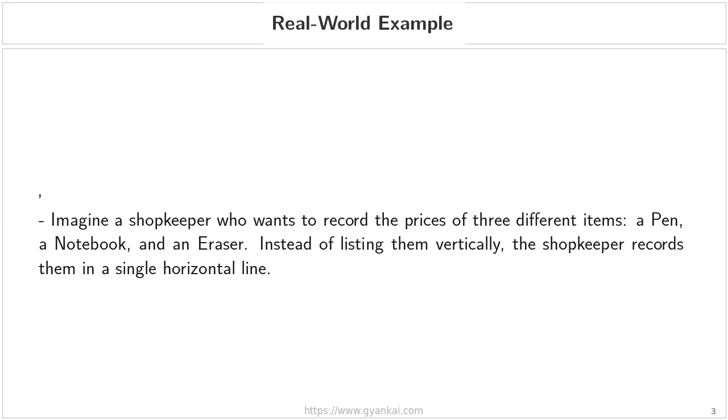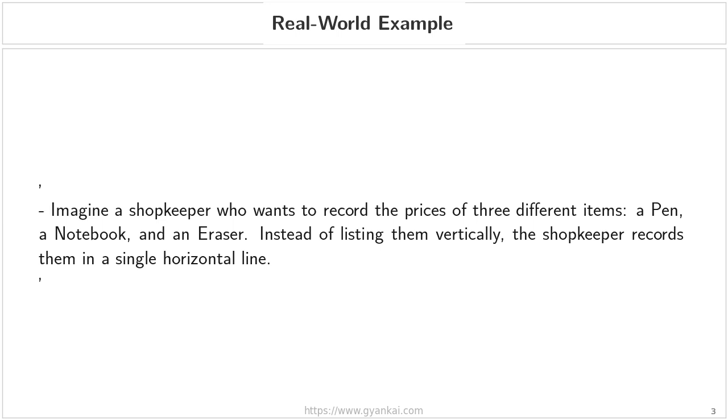Real-world example. Now that we have covered the theoretical definition and the general structure of a row matrix, let us apply these concepts to a real-world scenario to see how they work in practice. Imagine a shopkeeper who wants to record the prices of 3 different items: a pen, a notebook, and an eraser. Instead of listing these prices vertically, the shopkeeper chooses to record them in a single horizontal line. Let us walk through this process in 3 simple steps.